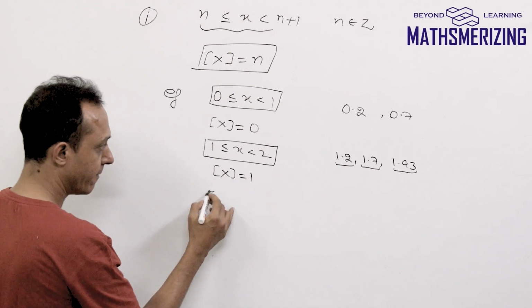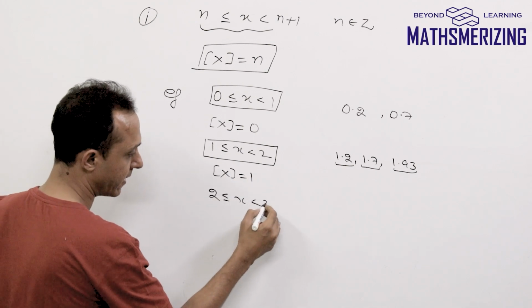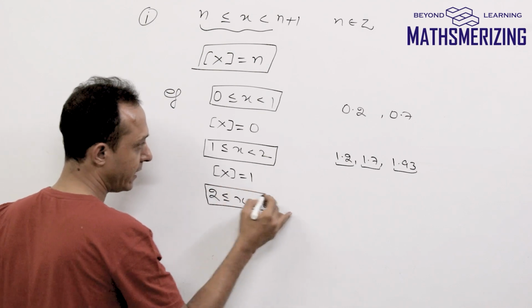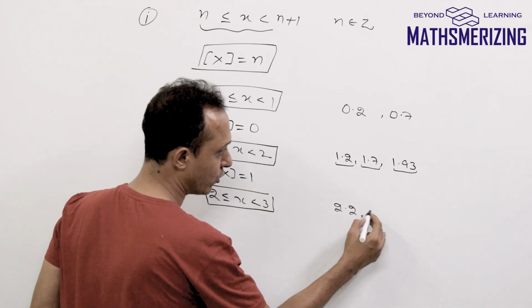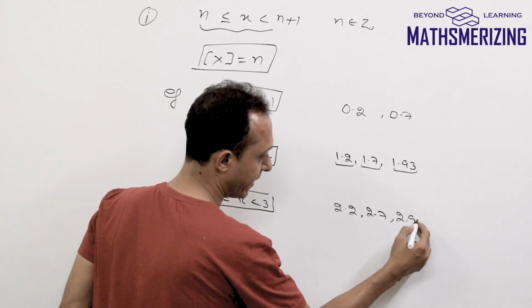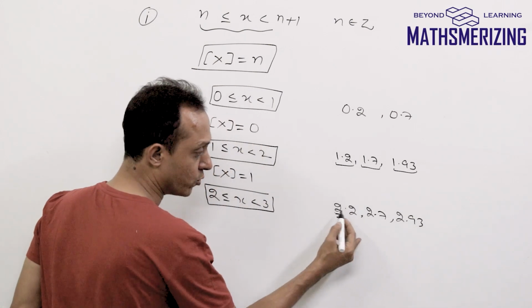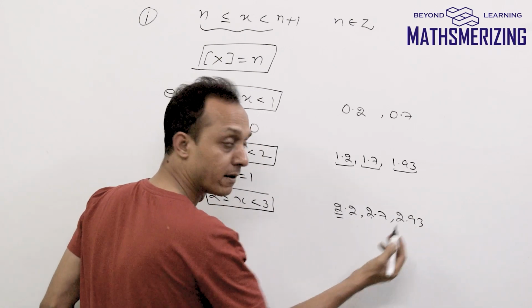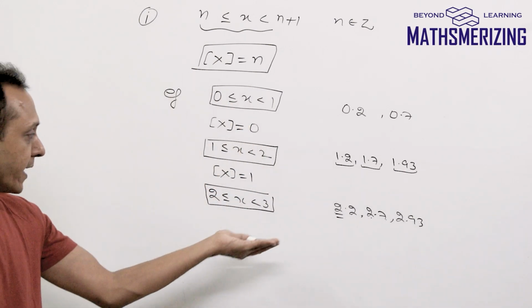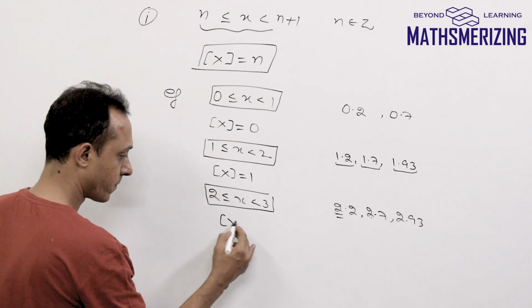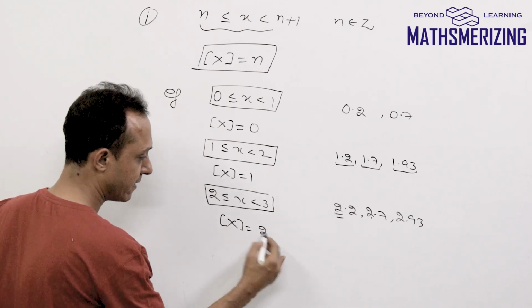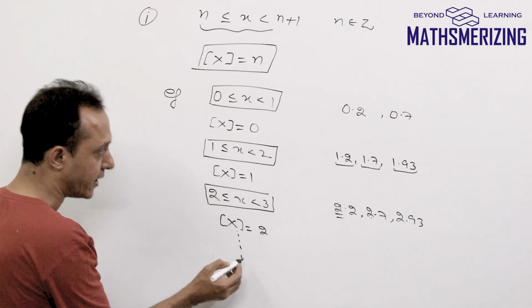In the same way, I can write any number that lies between 2 and 3. So that is 2.2 or 2.7, 2.93. So it can be expressed as 2 plus 0.2, 2 plus 0.7, 2 plus 0.93. So in this case, its greatest integral function of x will be 2, and it will continue.